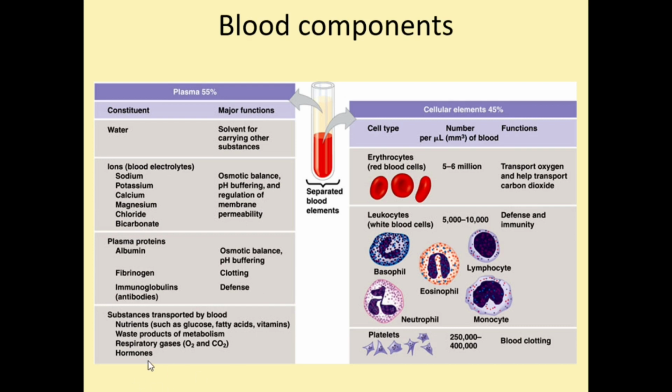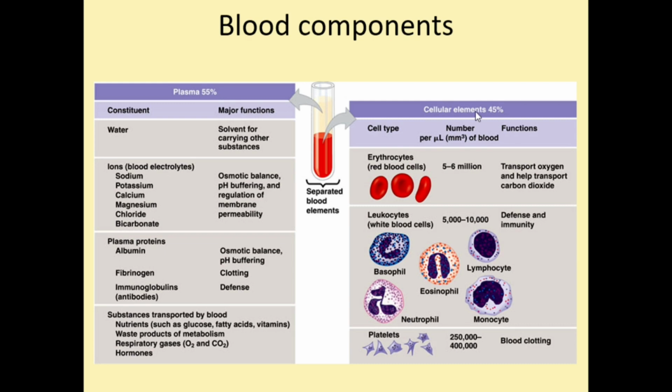And then alongside that, we get all of the substances that are being transported by the blood. So our nutrients that we've talked about: glucose, fatty acids, vitamins. But you've also got the waste products of metabolism and the respiratory gases that we've talked about, so oxygen and CO2, but also hormones that are being transported by the blood system as well.